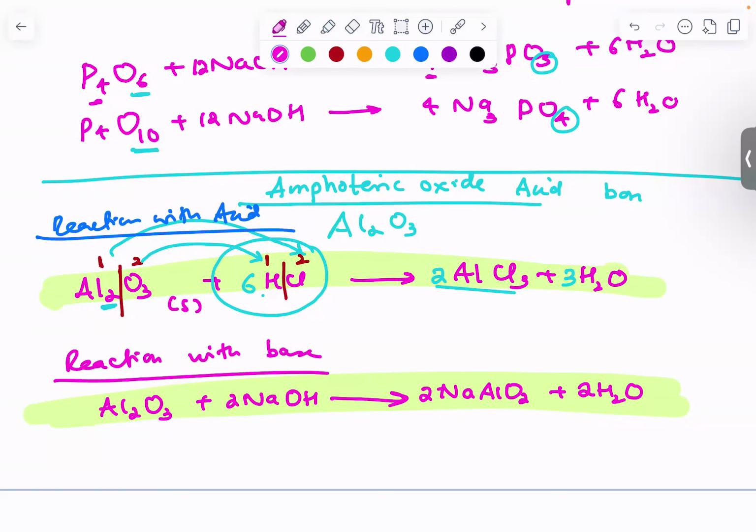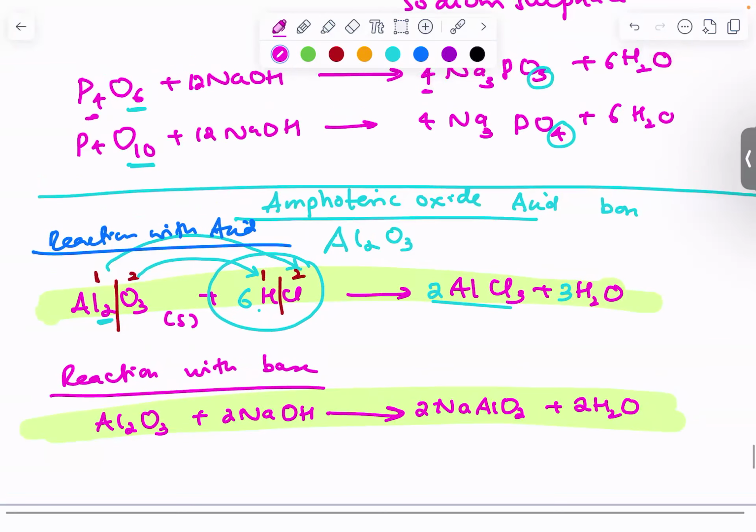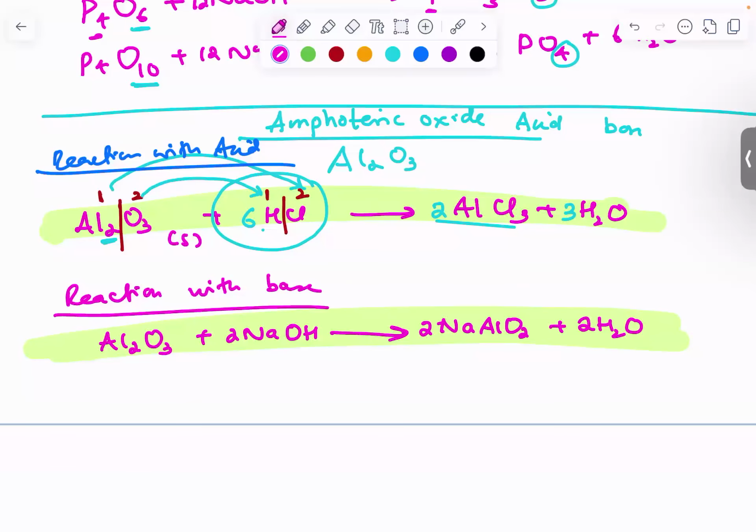But let me tell you that this will definitely be included because the word is included. Have a look here. In yours, they have given it with sulfuric acid, and I have done it with HCl. So I will write it with sulfuric acid as well. Al2O3 plus H2SO4. Again, this 1 2 1 2 thing can apply here.